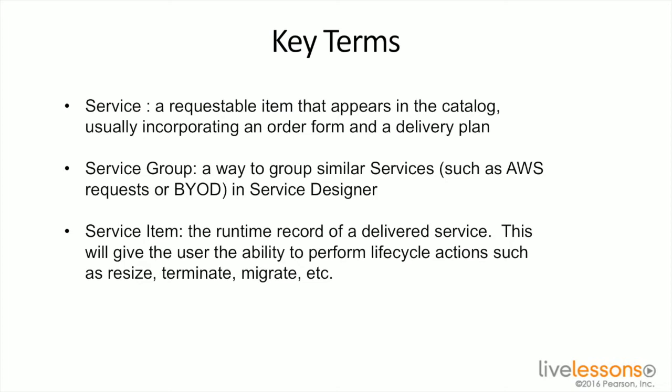You also have a service item. This is the individual service itself, and this is a runtime record of a delivered service. It'll give the user the ability to perform lifecycle management actions on it. So when we saw these examples that we did in Prime Services Catalog in earlier lessons, you could see how you could manage the instantiation of a virtual machine, like in the case of AWS. You could resize it, and then you could delete it when you were done.